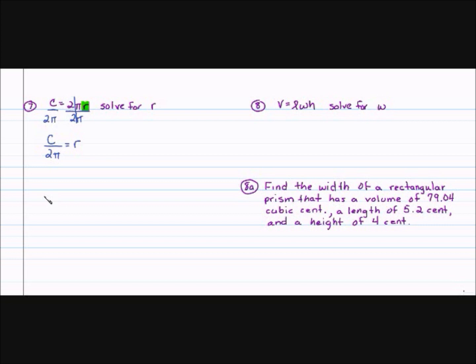Problem number 8. Volume equals length times width times height, and they want us to solve for w, or solve for the width. Once again, how's the length, width, and height connected? Or I should say, how's the length and the height connected to the width? It's connected through multiplication. The opposite of multiplication is division. And since it's all connected through multiplication, I can do it in one large swoop and divide, because L over L and H over H, I'm left with volume divided by length times height will give me my width.